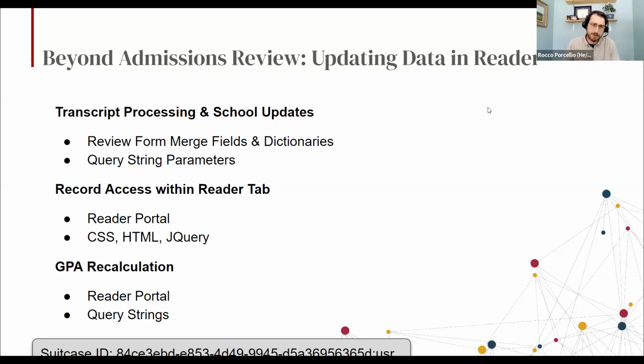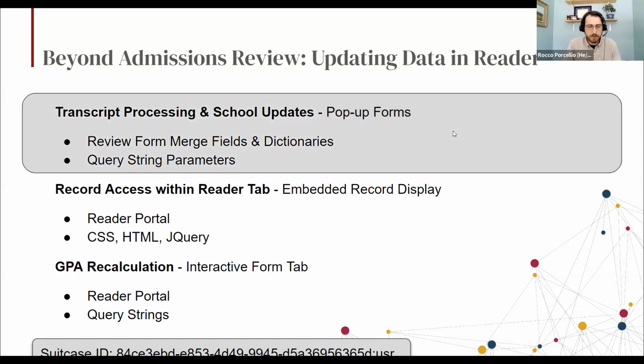Like I said, we're going to walk through transcript processing, which uses a combination of review forms, dictionary exports, and query string parameters. We're also going to talk about how to access a Slate record as a Reader tab without leaving that environment, and how you can access and update information that way. And our last example is born out of the example of a GPA recalculation, but the images we have are from kind of a simpler form, but again, using a Reader portal and query string parameters. So the first one, like I said, we're going to talk about transcript processing.